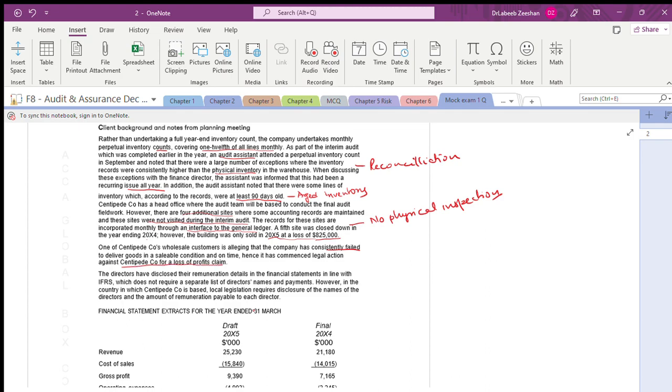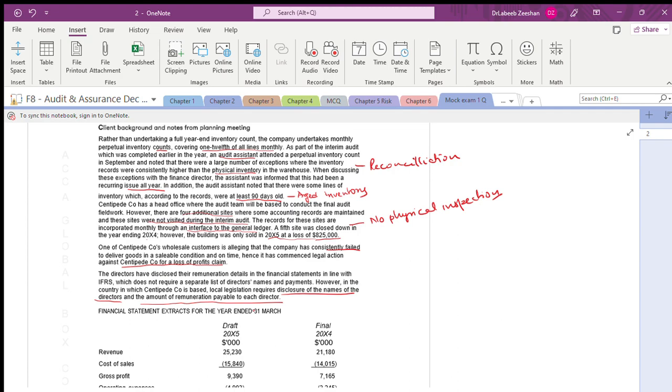The directors disclosed remuneration details in the financial statements in line with IFRS, which does not require a separate list of director names and payments. However, in the country in which Centipede is based, local legislation requires disclosure of the names of the directors and the amount of remuneration payable to each director.